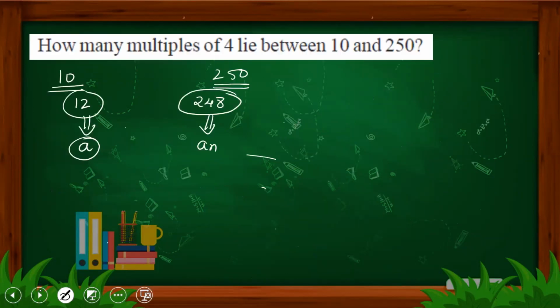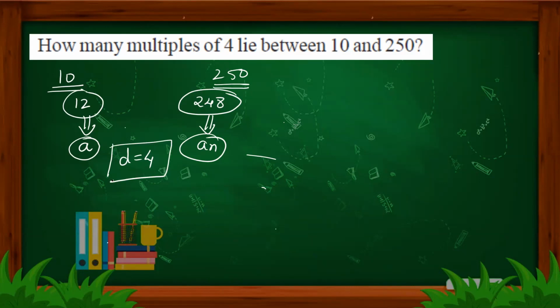Now, as it is a multiple of 4, we need all multiples of 4. So what is the D going to be? The next term after 12 is going to be 16, then 20, then 24. That means your D is equal to 4, right? So three things you have, A and D. You need to find out N.